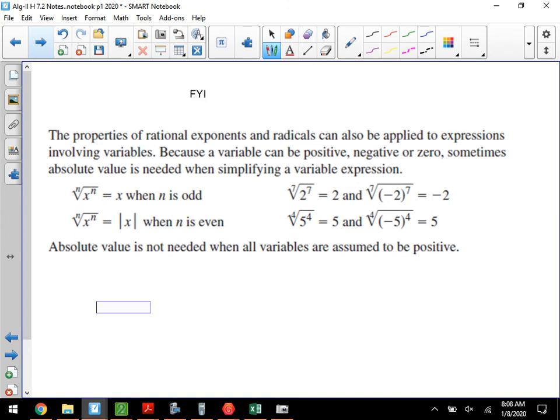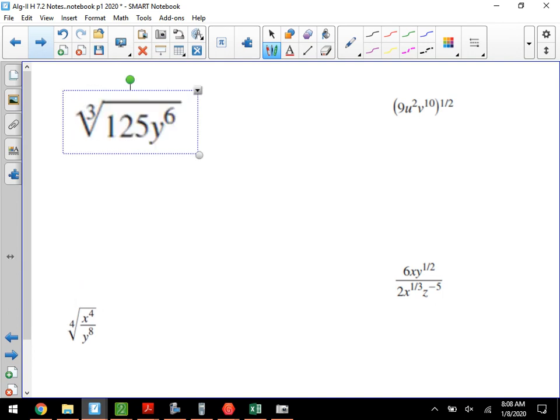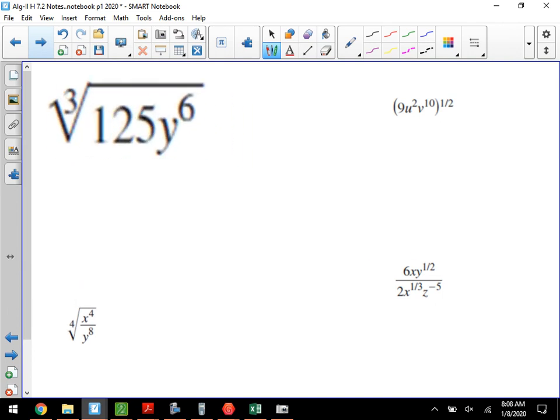So here's where things start to get a little interesting. Now we start bringing it in with variables and numbers.